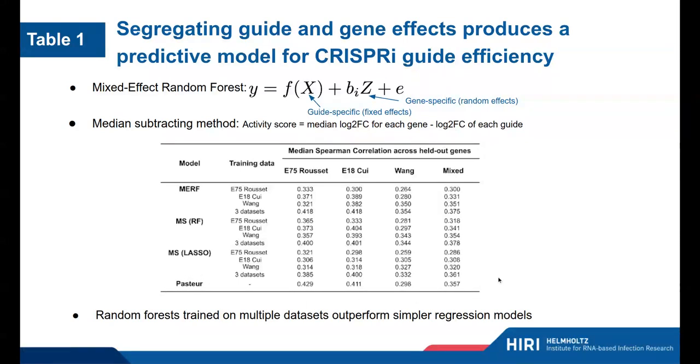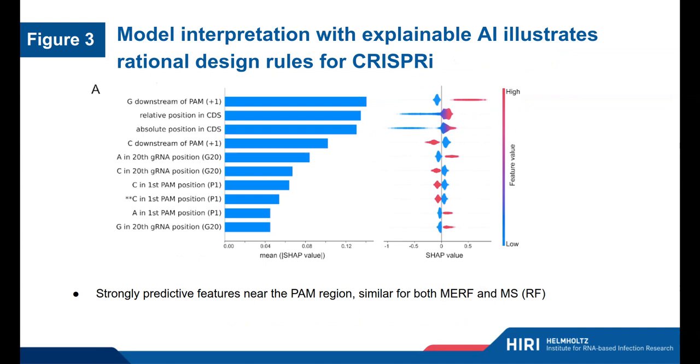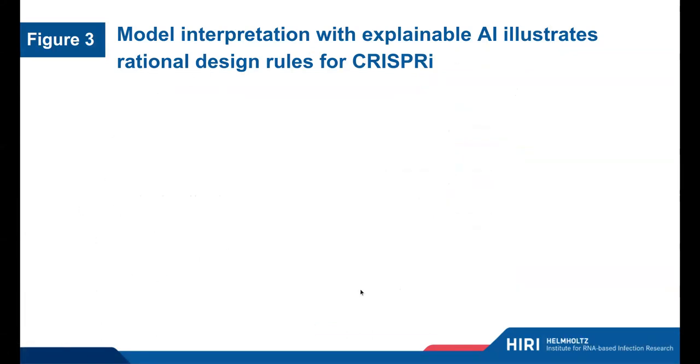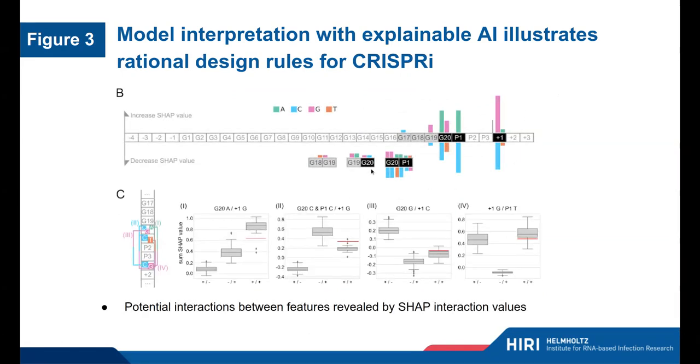We evaluated the models by calculating the Spearman correlation of all guides for each held-out gene, instead of held-out guides. The median Spearman correlation in tenfold cross-validation is shown in the table. In sum, random forests trained on multiple datasets outperform simpler regression models. To understand the features underlying model performance, we again examine SHAP values for our random forest models. Interestingly, top features are near the PAM region, as shown also in the summary plot in Figure B. With SHAP interaction values, we further observe potential interactions such as between distance features and sequence features, an example shown in Figure C.